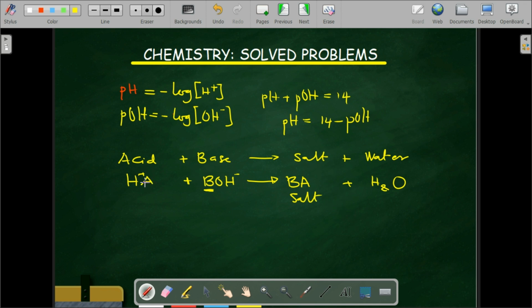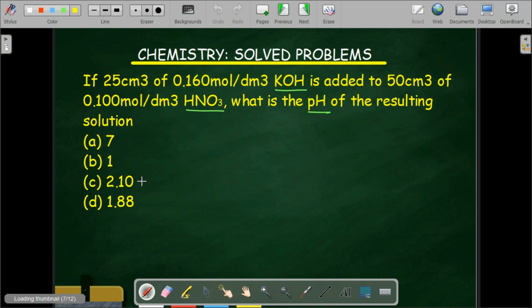Okay, as I said earlier, the number of replaceable hydrogen present in 1 mole of an acid is the basicity of the acid. So in this case, what we have is a reaction between nitric acid, hydrogen trioxonitrate(V), and potassium hydroxide. 1 mole of this suffices to neutralize 1 mole of potassium hydroxide. So good. Having explained that, now let's try to look at the question closely.